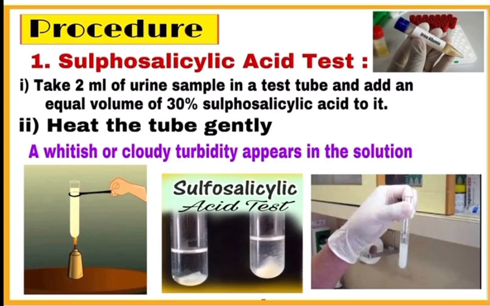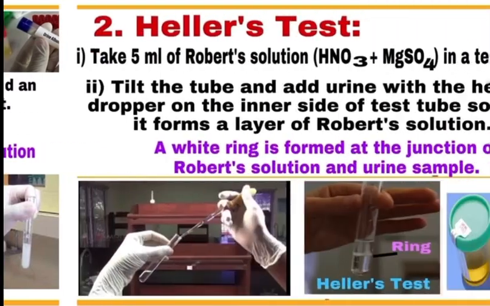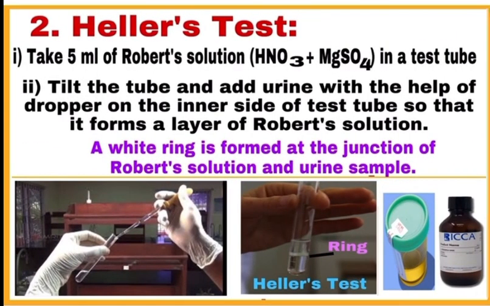Now, heat the tube gently. We can see a whitish or cloudy turbidity in the solution. You can see this in the picture given. Second test is Heller's test. Take 5 ml of Roberts solution in a test tube.